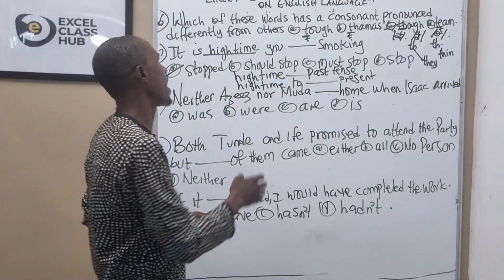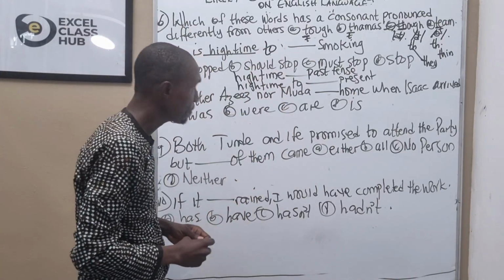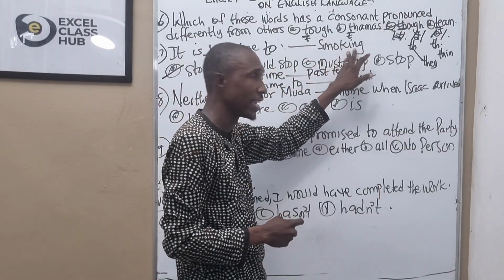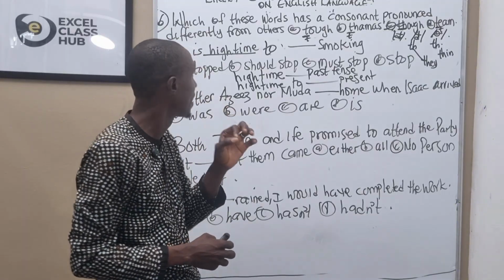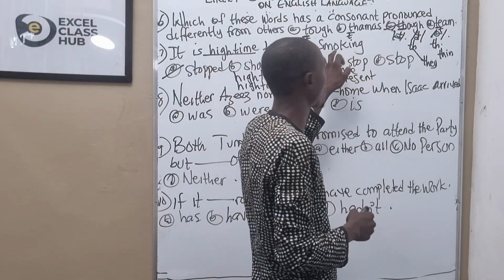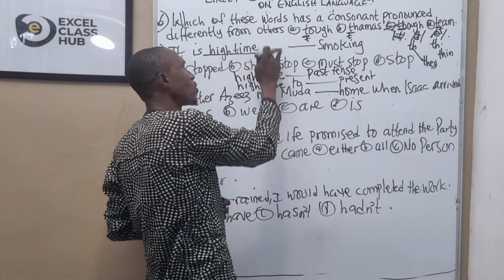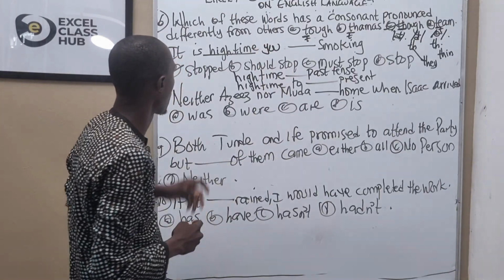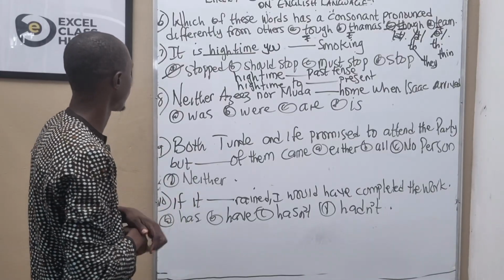But peradventure, if we have the word "to" in the front, "it is high time to stop smoking", the answer will change to present tense. Take note of that. It becomes "it is high time to stop smoking". But since we do not have "to" in the front, what we have is a subject pronoun. Then the answer becomes what? Stopped. Please take note.